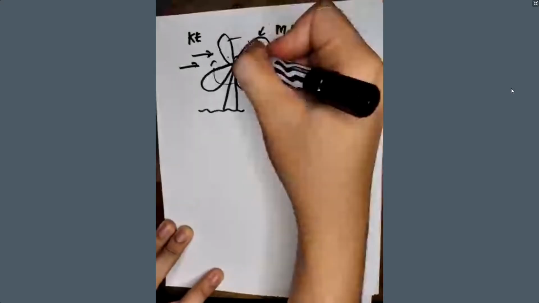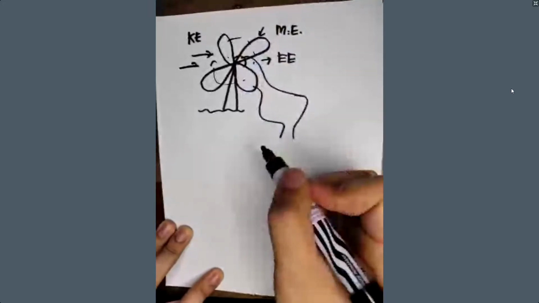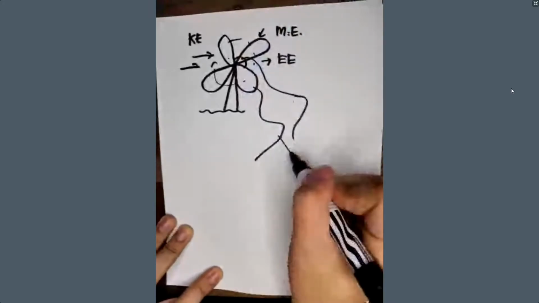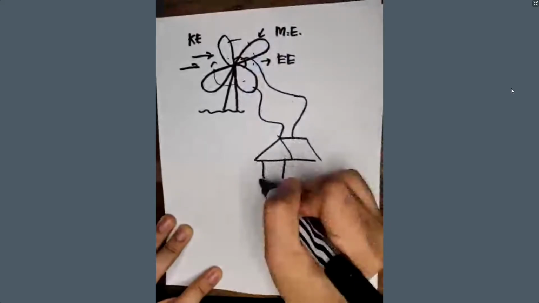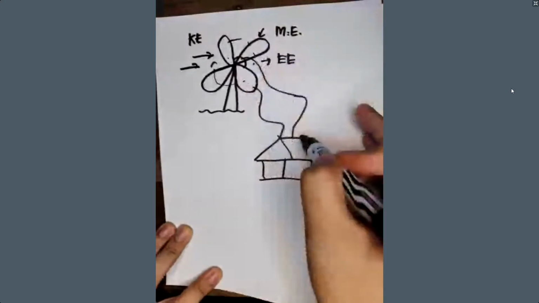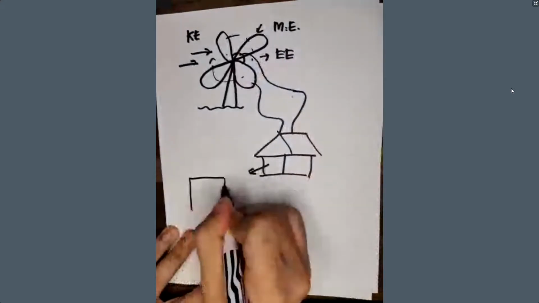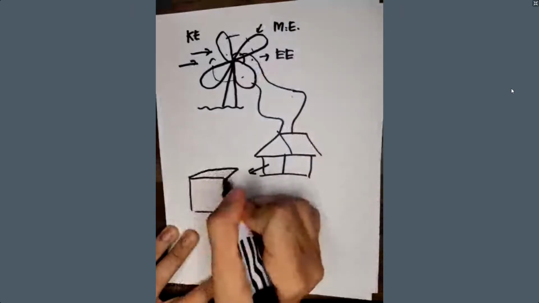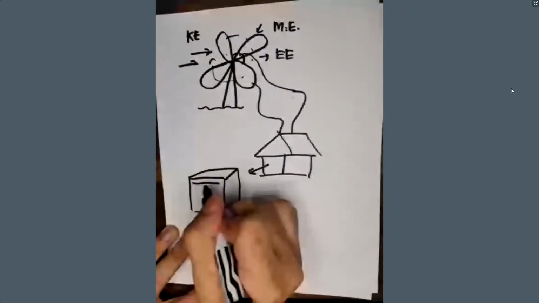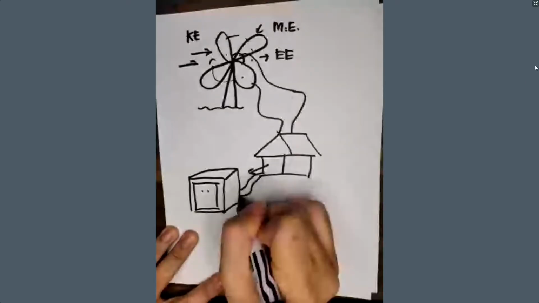And tapos, syempre, pupunta sa bahay. Nag-convert siya into electrical energy. Sa bahay, meron kang TV. Sorry, hindi ako marunong mag-drawing. Ayan, may TV. Nakakonekta yan sa TV.